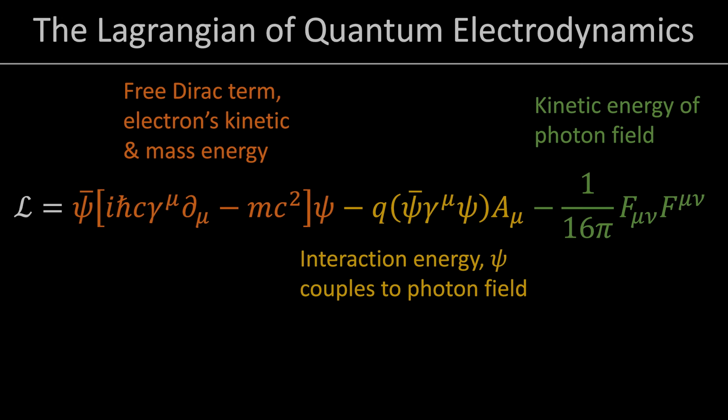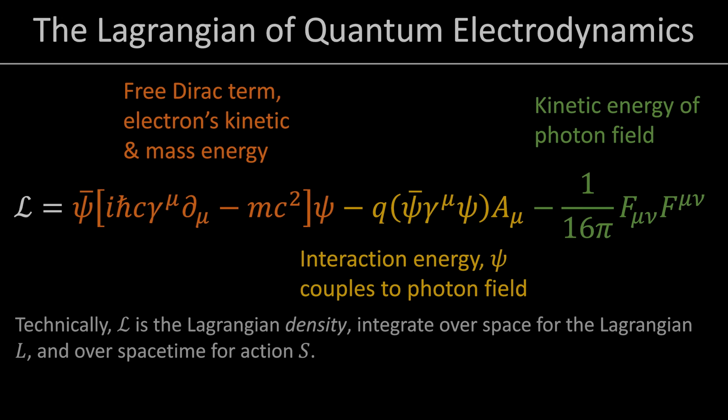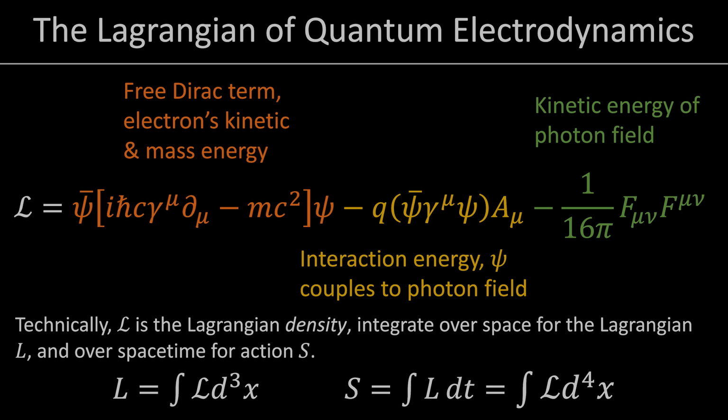So, okay. Oh, and remember, technically this expression with the fancy L is actually the Lagrangian density. Everyone calls it the Lagrangian, but it's the Lagrangian density. So if you integrate this over space, then you get the Lagrangian, and if you integrate it over spacetime, you get the action. And then the principle of least action lets you turn the Lagrangian into the governing equations of whatever system you're looking at. So that's kind of how this plugs into physics.